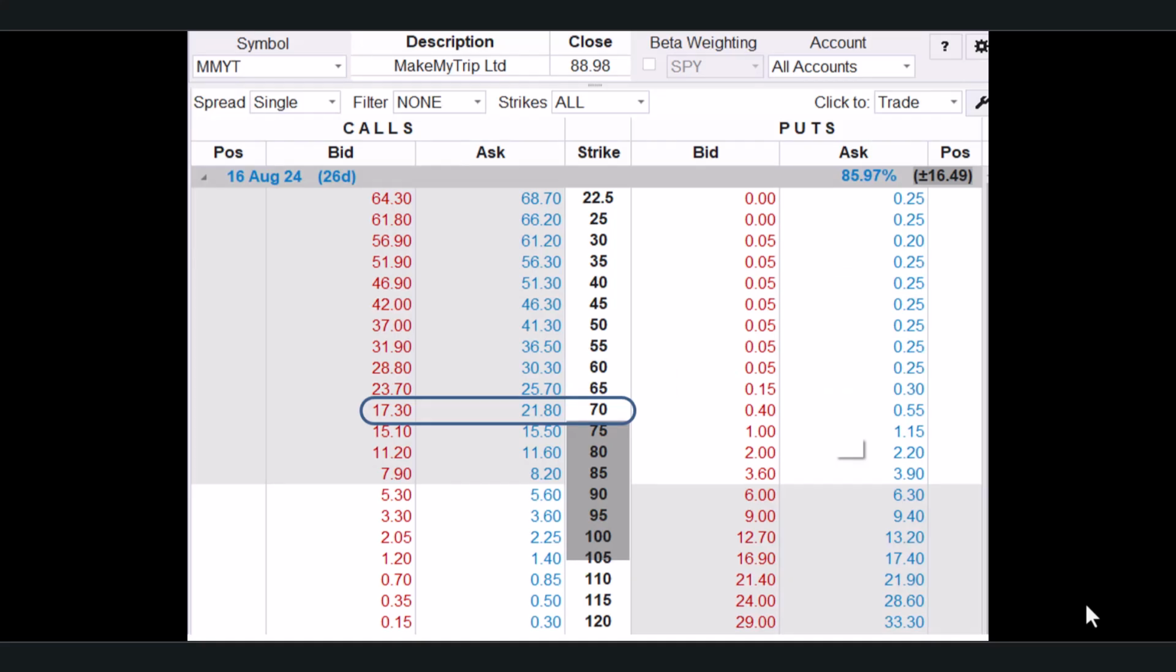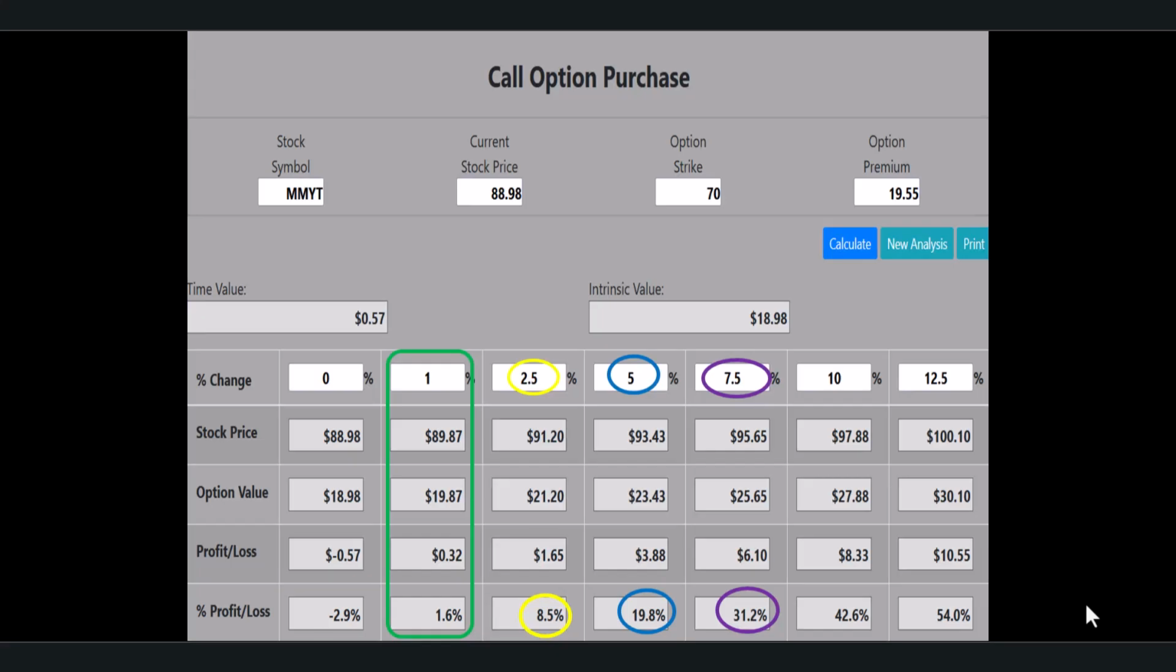The bid-ask spread for the 70 call is 1730 to 2180. We tried to enter at the midpoint, so we'll use 1955 as the buy price. The 70 call works. If the MMYT stock price is up 1%, the 70 call will make a 1.6% or $32 profit. That's better than break even, so the 70 call is the one we'll buy.